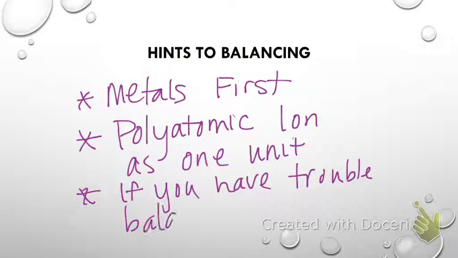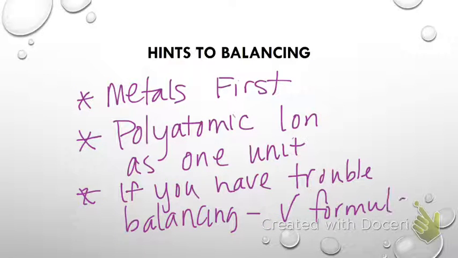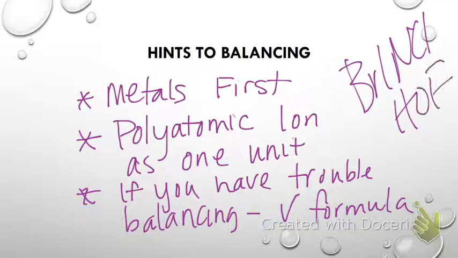And then, only if you're having trouble balancing, go back and double check that you wrote your formulas correctly. So check your formulas, because sometimes you'll be thinking, I can't balance this, and you didn't write it correctly. And then, of course, don't forget your Brinkelhoffs, because if you don't write it as a Brinkelhoff, you're going to balance it incorrectly, which will come to haunt you when we get to stoichiometry, because then you could have an incorrect mole ratio. All right, so let's practice.